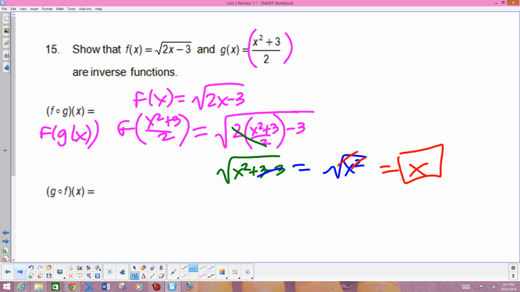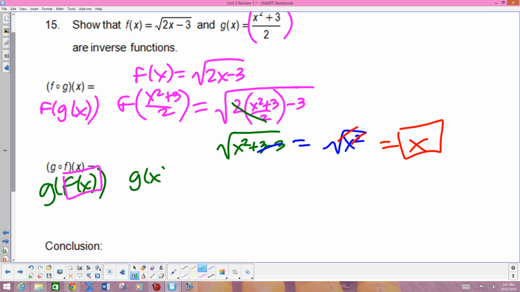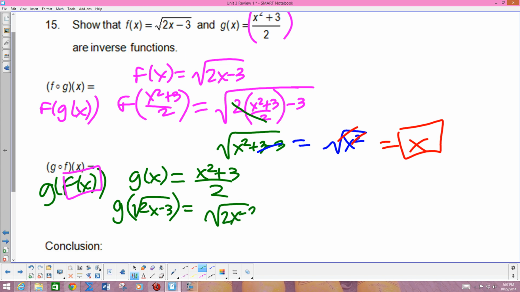All right, so now I'm doing the next one, and this is g of f of x. You're starting with the f of x, and you're plugging that into the g. So what is g? G of x is x squared plus 3 divided by 2. We're finding g of the square root, putting the f of x in there, 2x minus 3. So I have an x value. I'm going to sub in the square root of 2x minus 3. I have to square it, plus 3 divided by 2.